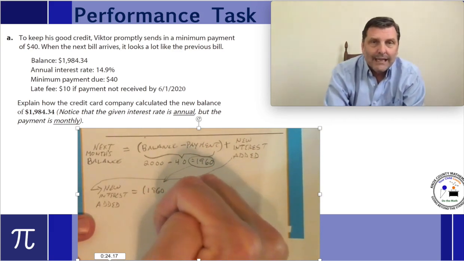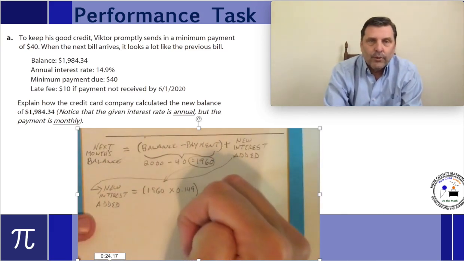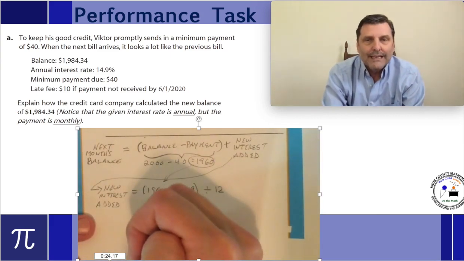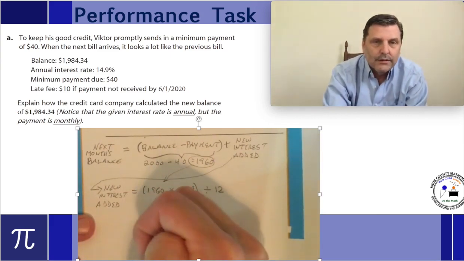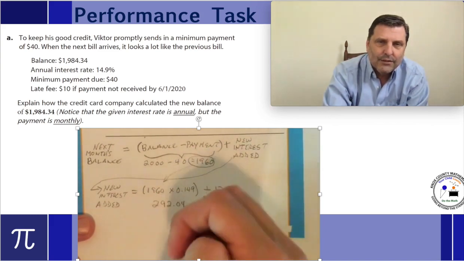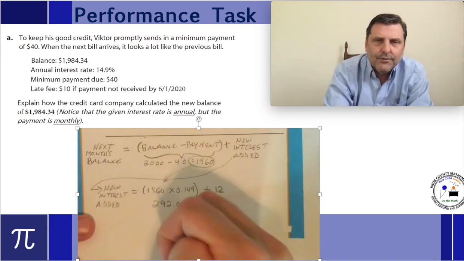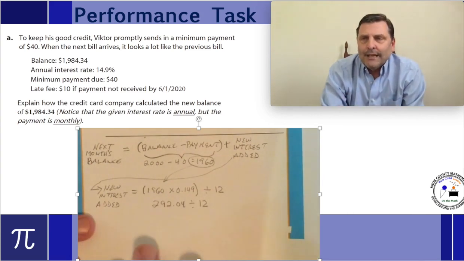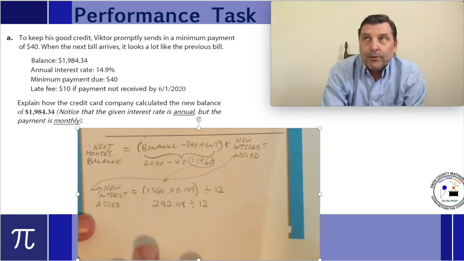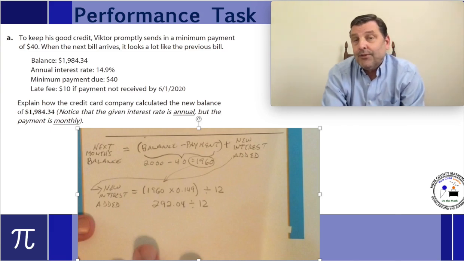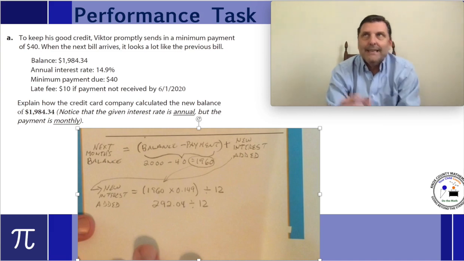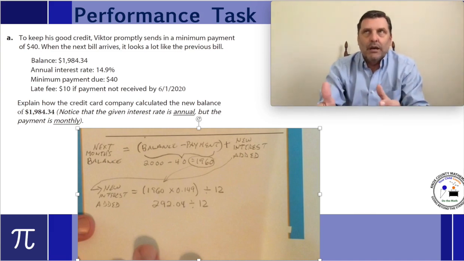1,960 times 0.149, because we've got to figure out the percent of that. But because it's monthly, we're taking that and dividing it by 12. So I'm going to stop here in just a second and let you see that. Let's play that a few more seconds and then we'll move on. Okay, so 1,960, but we've got to figure the percentage of that amount that will be added. So we're taking 14.9% of the 1,960, that's multiplying, and then we divide that amount by 12 because we'll consider it every month.